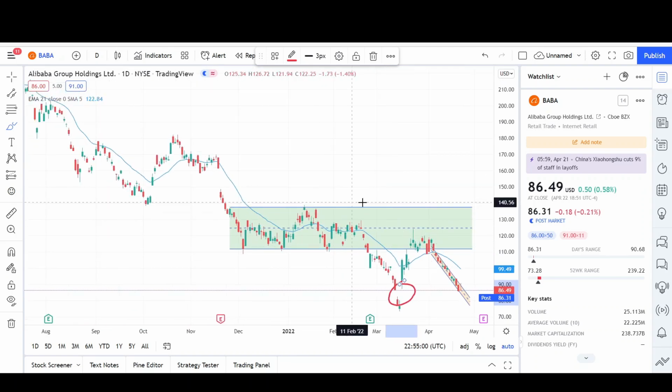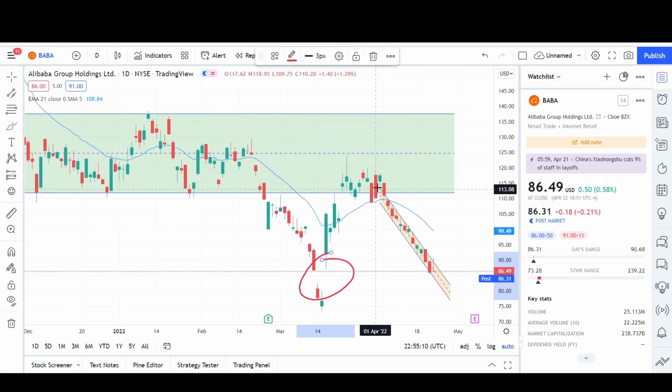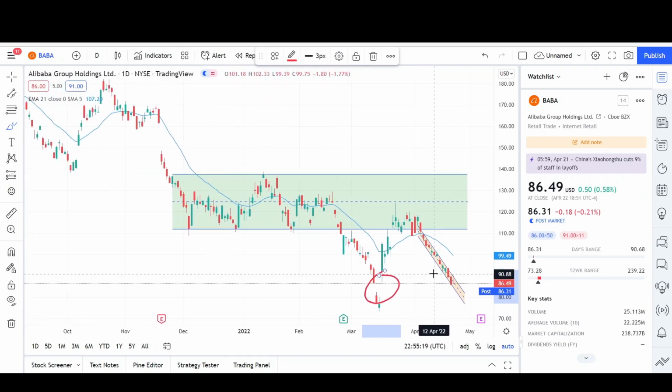So again, we had this range pattern, we broke out of it. Usually breakouts fail. We came back to test the breakout level. Prices try to find some type of support and stabilize. However, it failed. We started selling off, and now we are back below the EMA, and we are inside of an aggressive channel working lower. So this does not look good for the price.